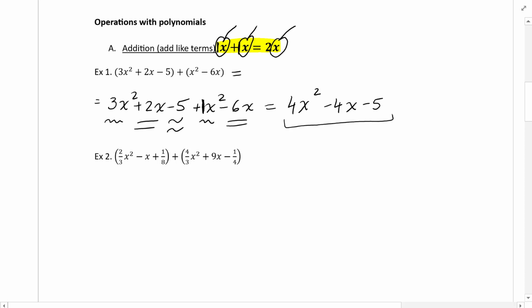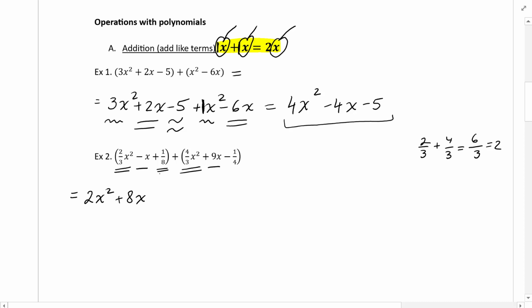The next problem, it's very similar. It just has fractions in it. So 2 over 3 x squared plus 4 over 3 x squared are alike. So we'll just add the fractions. 2 over 3 plus 4 over 3. Well, they have the same denominator. We copy it, and 2 plus 4 is 6. So we get 6 over 3, so we get 2x squared. Now, other like terms are negative x with plus 9x. So negative x plus 9x, that's plus 8x.